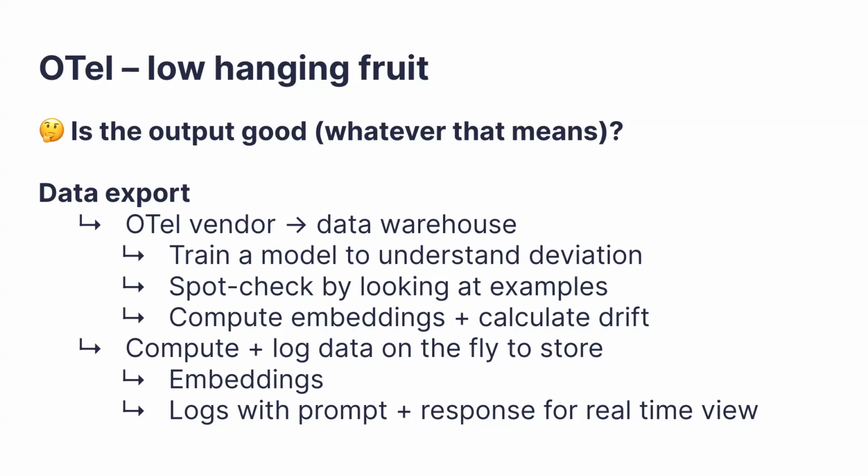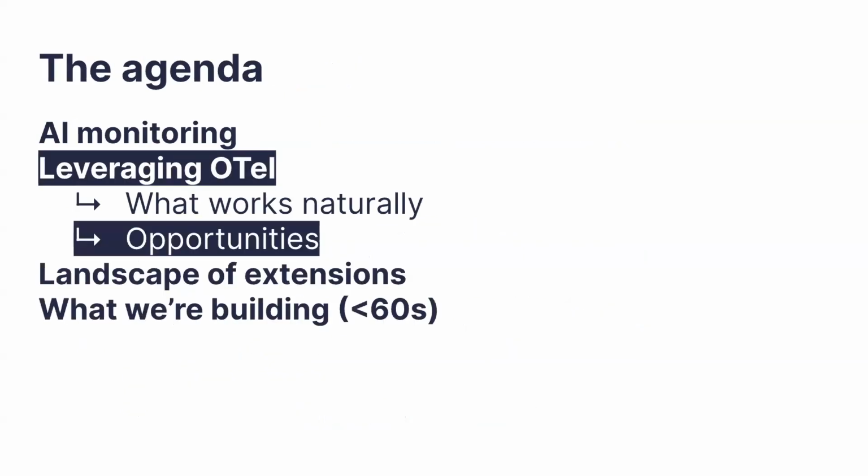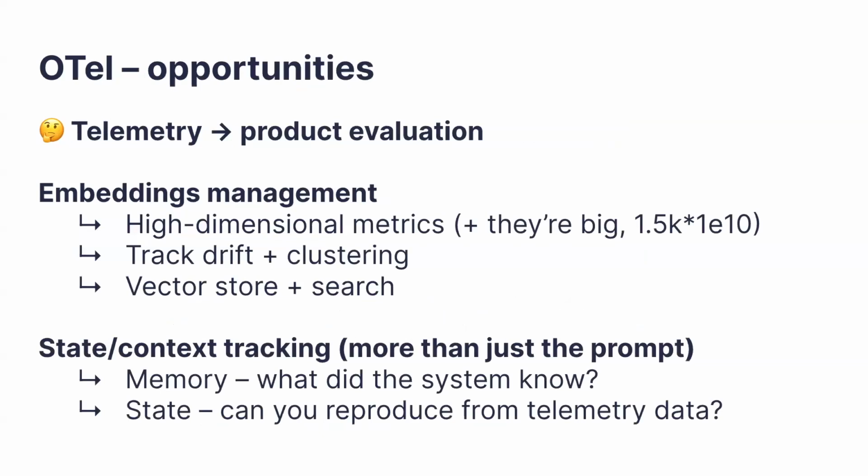Compute embeddings and calculate drift. If you have some fancy model that'll work on it, then great, you can do that with all the data you stored. And then compute and log data on the fly to store. So store embeddings as attributes along with it, stick them in your logs. Log the prompt and response for a real-time view. It can all show up in the traces and attributes, et cetera. Right? Cool.